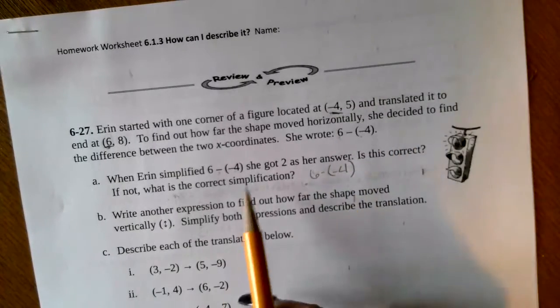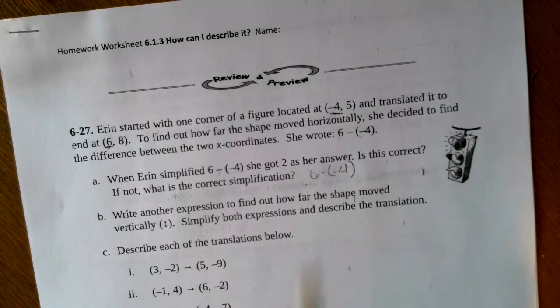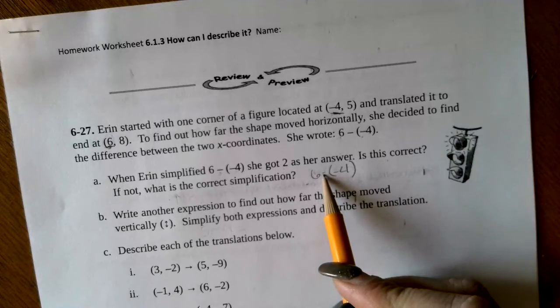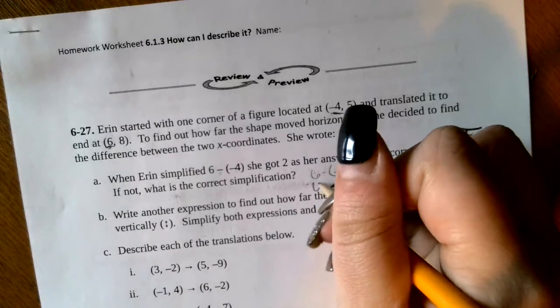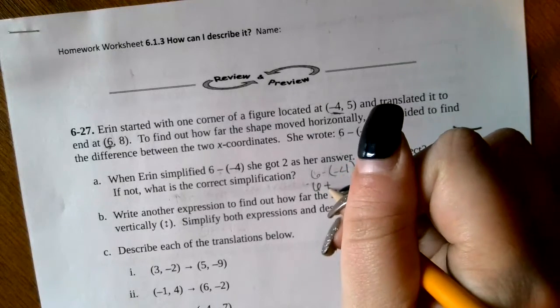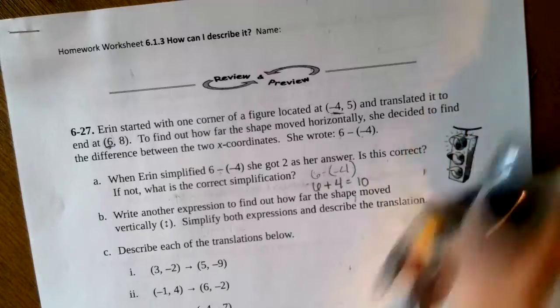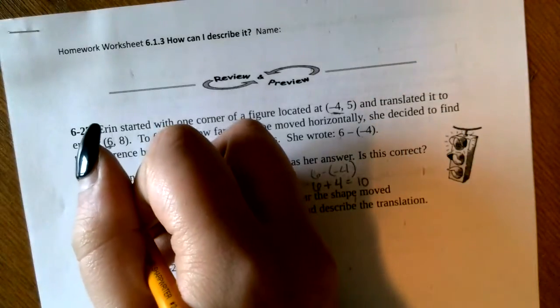So when she simplified, her answer was 2. Is she correct? If not, what's the better simplification? Well, I know that the opposite of -4 is +4. So 6 plus 4 equals 10. She was not correct when she said 2, because she didn't simplify it correctly.